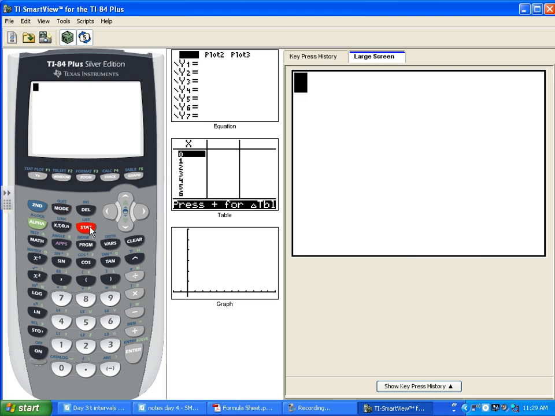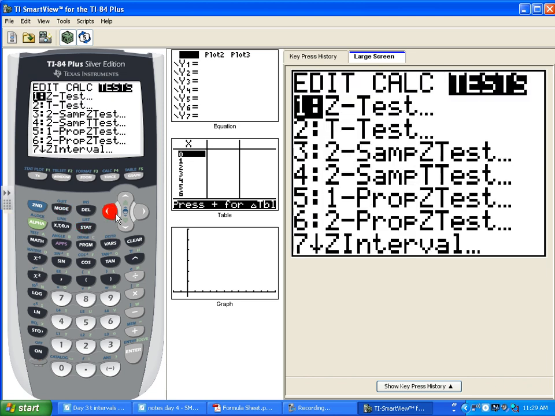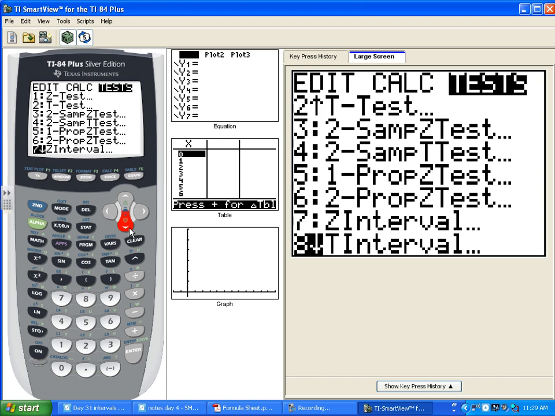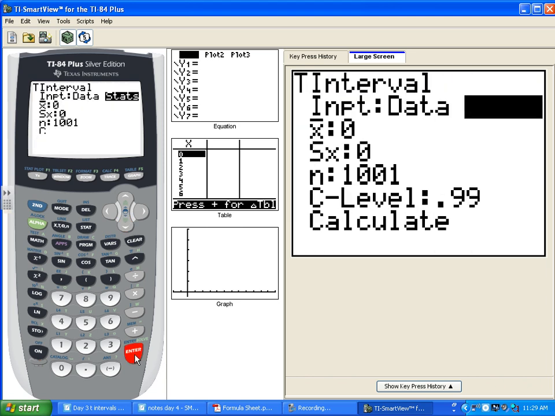And it's going to be under stat, tests. This is not a t-test. This is a t-interval. Notice there's two things that say data and stats. This time you're going to plug in stats. Stats is when you have the actual information.